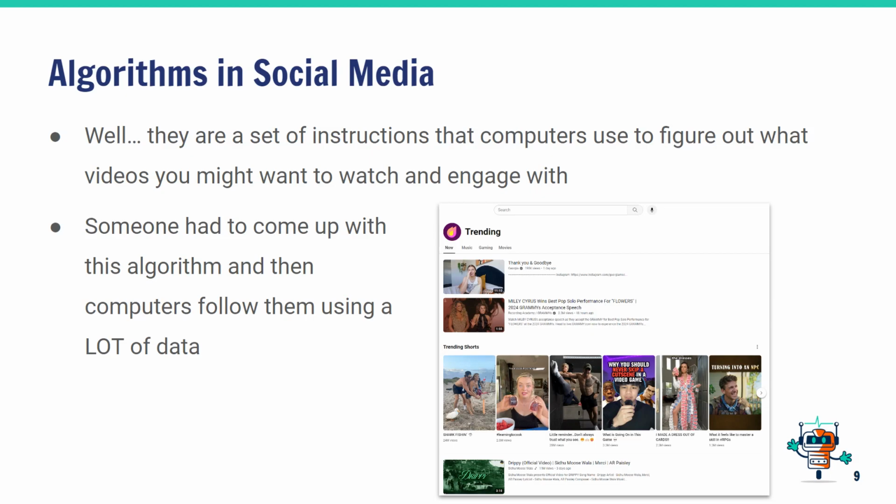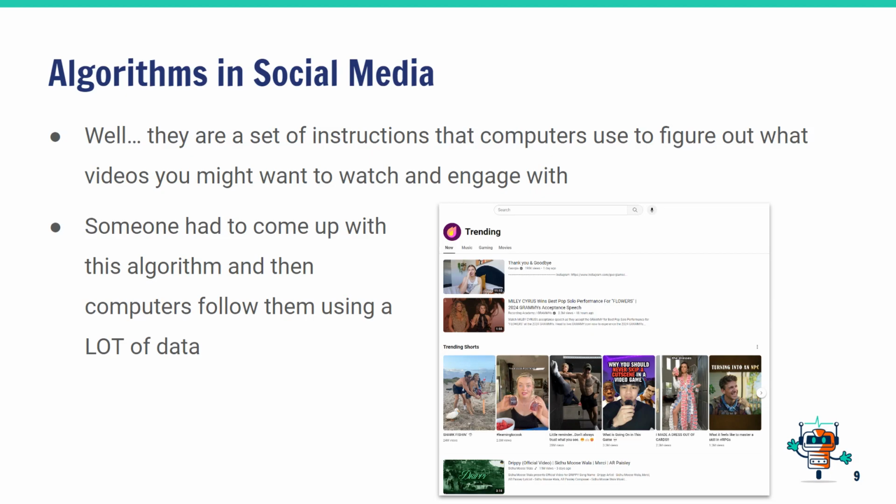Well, they're called algorithms because these social media sites and apps are following a set of instructions to figure out what videos you would want to watch and to engage with. Someone had to come up with these algorithms, that is, these instructions, and computers would follow them after giving them a lot of data to work with.